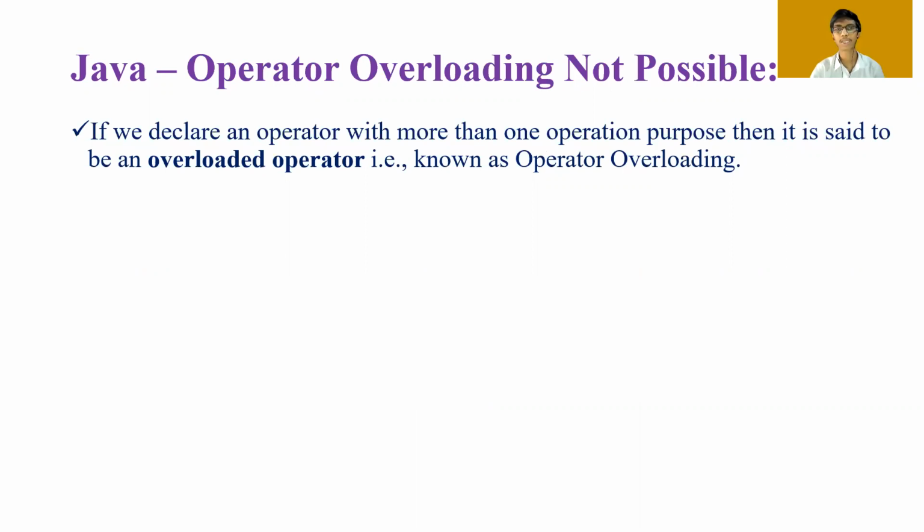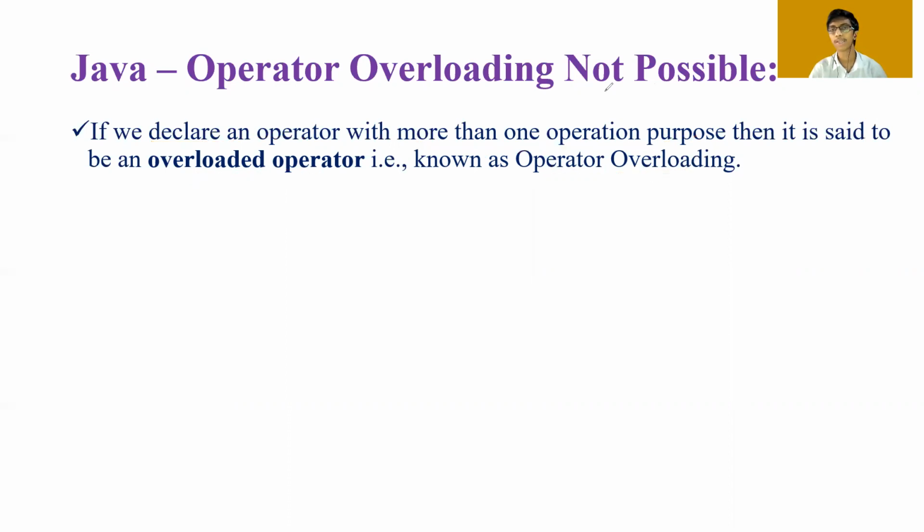Now see this, operator overloading. Let's see the definition of operator overloading. If we declare an operator with more than one purpose, which means an operator is going to act with multiple purposes. For example, if you take a plus operator, it is going to do both arithmetic addition and string concatenation. Various purposes it is able to do, right? So if we are able to use a single operator for multiple purposes, then that operator is said to be an overloaded operator, and this entire process is known as operator overloading.